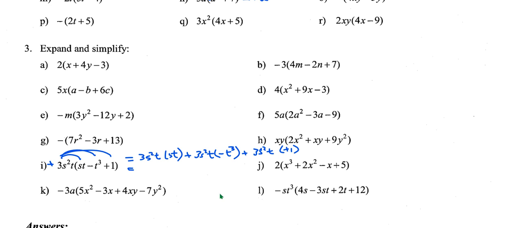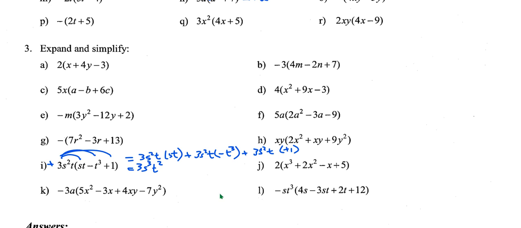Okay, 3s squared t times st. So that's 3 times 1 because there's an invisible 1 in front of st. So that's 3. The s's, I've got s squared times s. So that's s cubed. The t's, I have t to the 1 times t to the 1. So that's t squared.